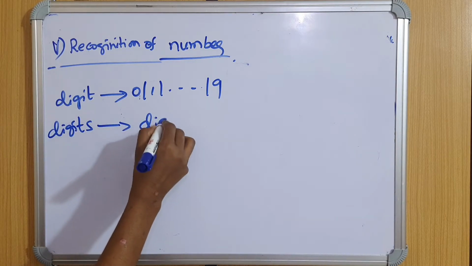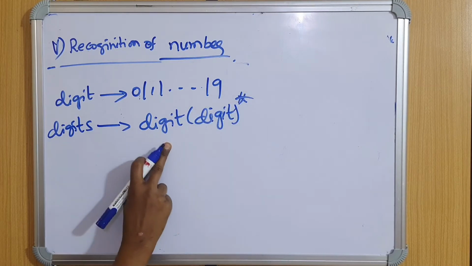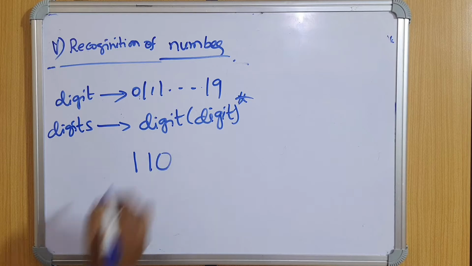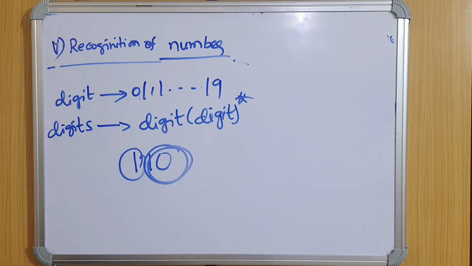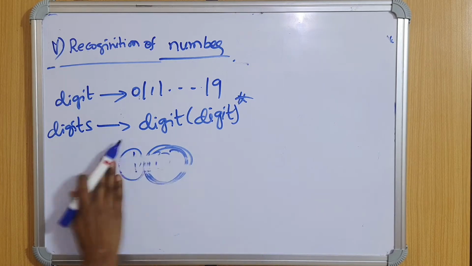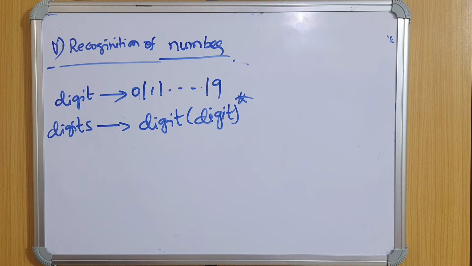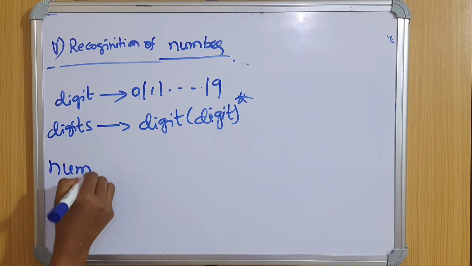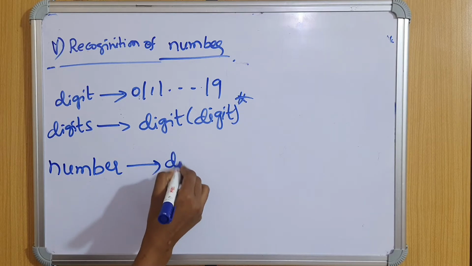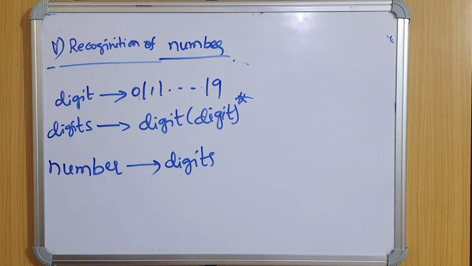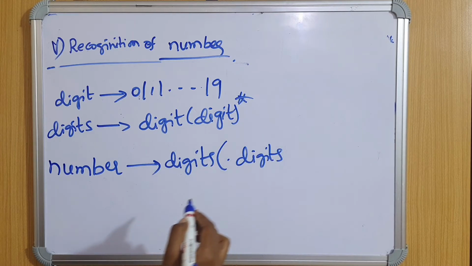Digits is digit and digit star, meaning one digit followed by the remaining. For example, 110. So this is a digit. This star is 0 or more occurrences. That's the reason we are denoting digit star. Now how will we write the number then? Number: digits, dot, digits.